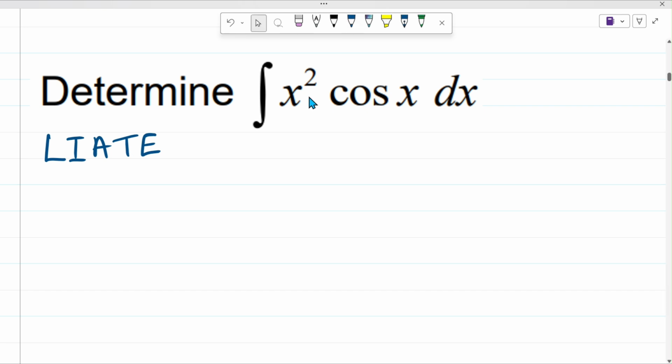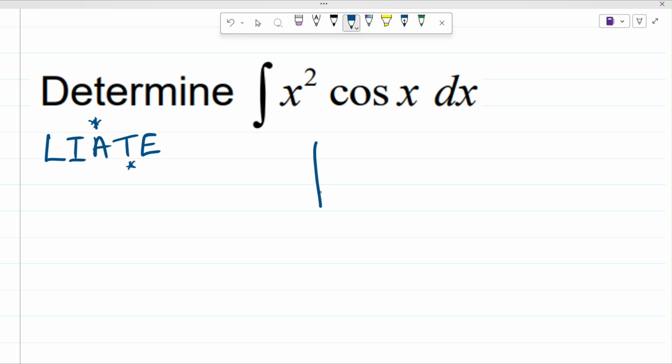So now let's identify the two functions that we have here. So we have an algebraic function and what? A trigonometric function. So that means we've got an algebraic function and a trigonometric function. According to the Leerte, the function that comes first, we differentiate, the function that comes last, we integrate. So algebraic function comes first.